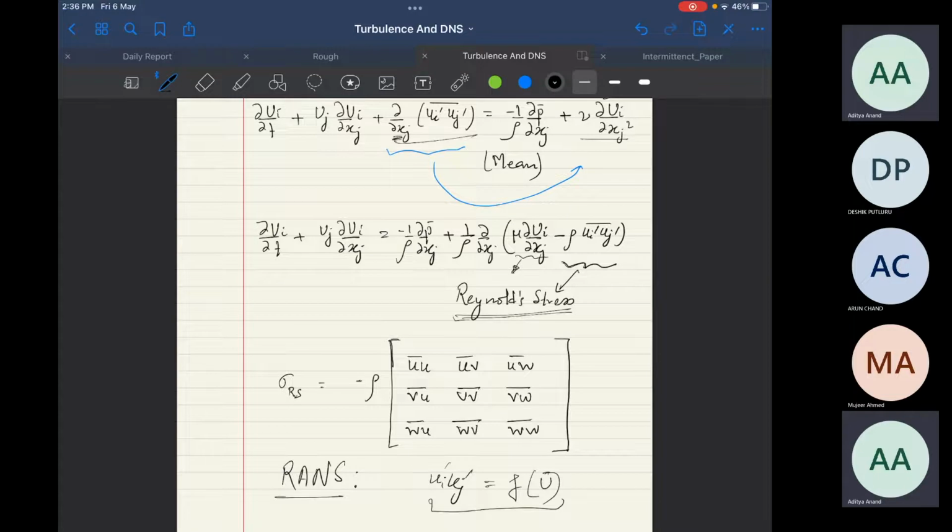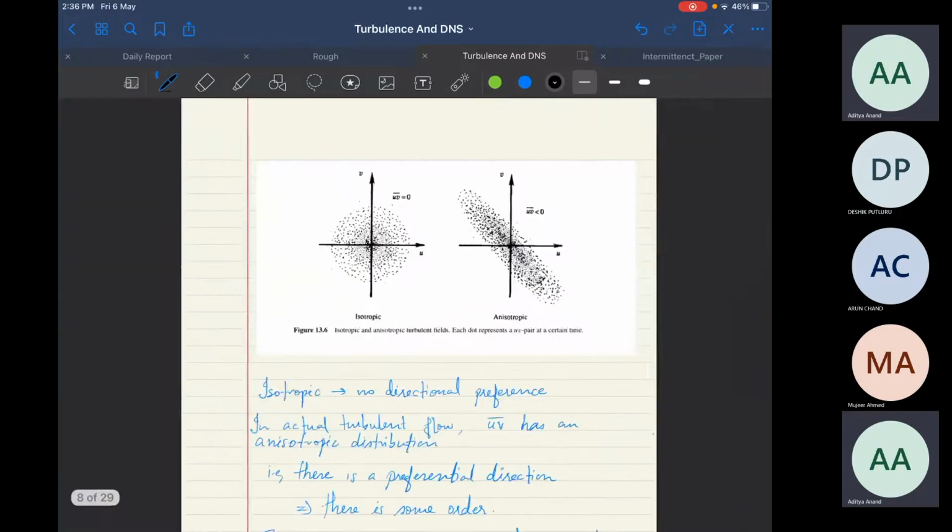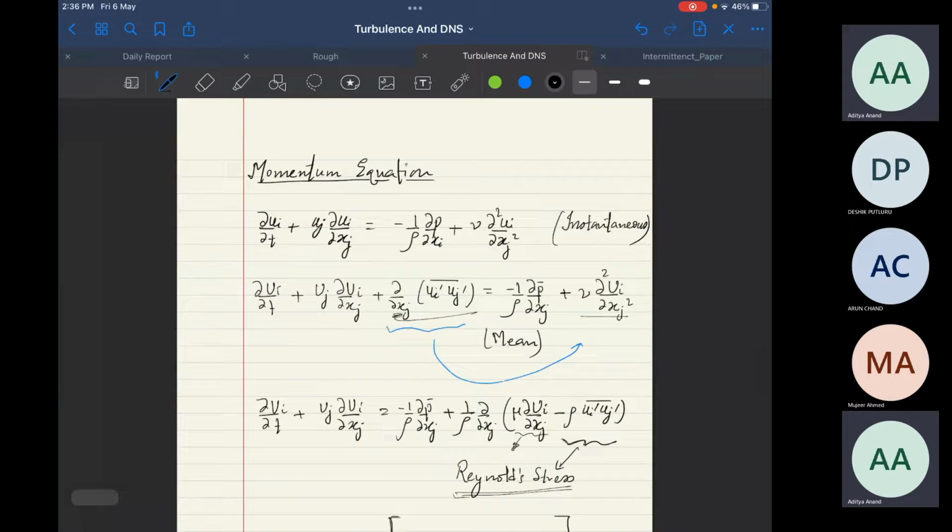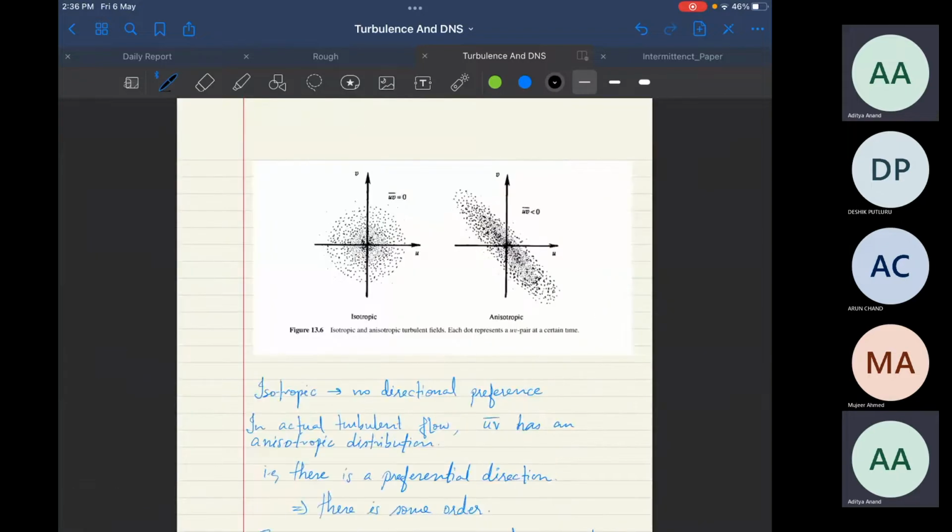And using this model, they get an equation for the mean flow, and they solve it to get the mean flow itself. Okay, so that was the basics of these equations. Okay, I'll talk a little bit about the character of these Reynolds stresses.